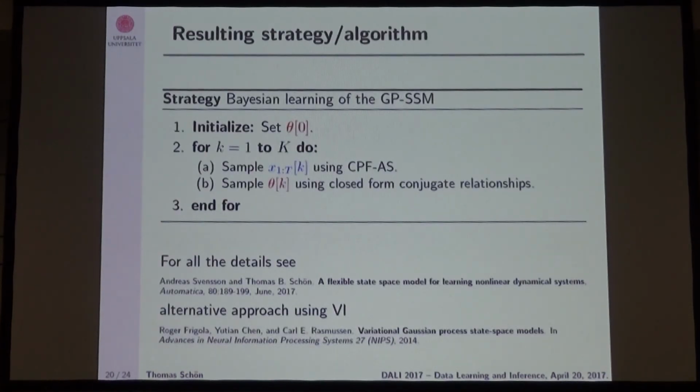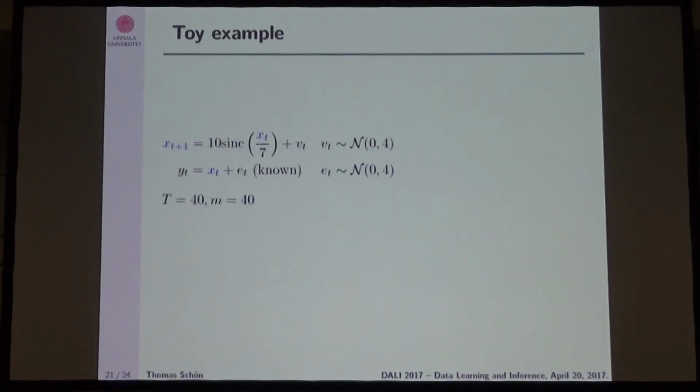So the learning will then look something like this. You just iterate using this combination of SMC and MCMC and update the thetas. Then you just iterate that. And there's a paper coming out soon about the details. That's on my website if you want it. And Carl has an alternative approach using variational inference.